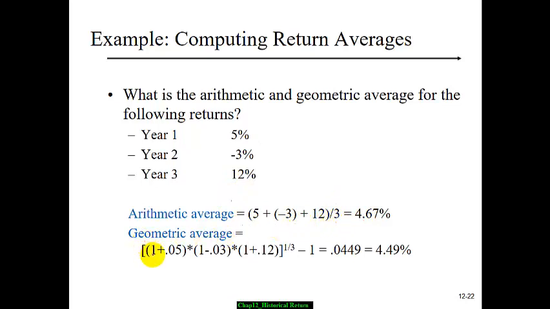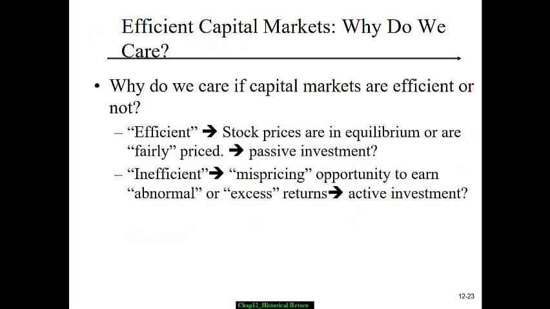Now the geometric average, we use 1.05 times 1.97 times 1.12. The whole thing raised to the power of 1 over 3, then minus 1. So this is pretty much reviewing the historical performance for the 7 different security categories.